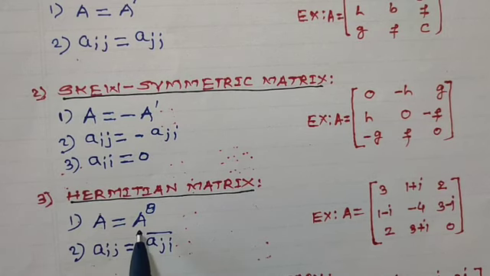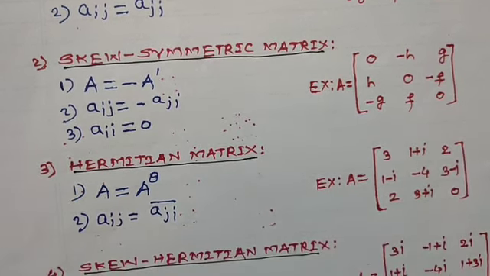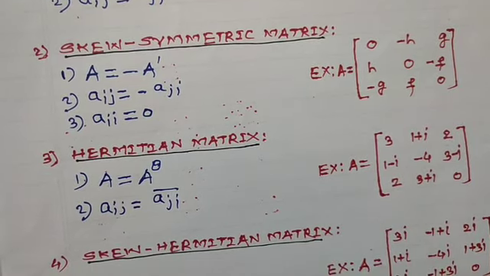In terms of matrix, A is equal to A theta (conjugate transpose), and in terms of elements, the second condition is a_ij is equal to a_ji bar. Bar means conjugate of the element. Okay.